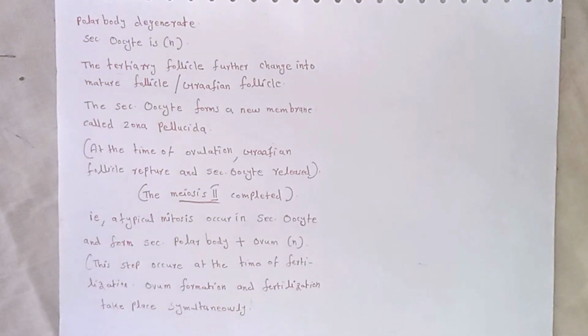Meiosis 2 now completes. Meiosis 2 means an atypical mitosis occurs in the secondary oocyte and forms the secondary polar body and ovum. The ovum is also haploid. This occurs at the time of fertilization. Ovum formation and fertilization take place simultaneously. Now we have completed this part, that is oogenesis or female gametogenesis.